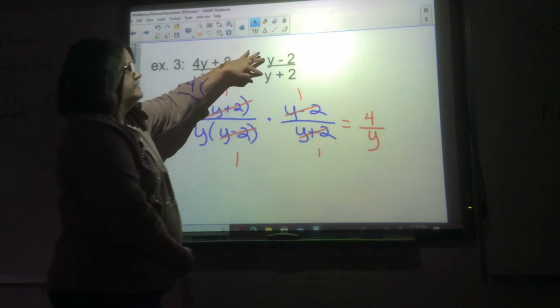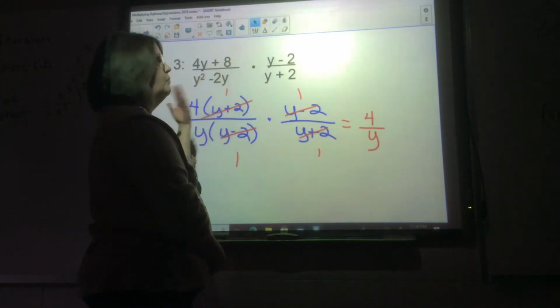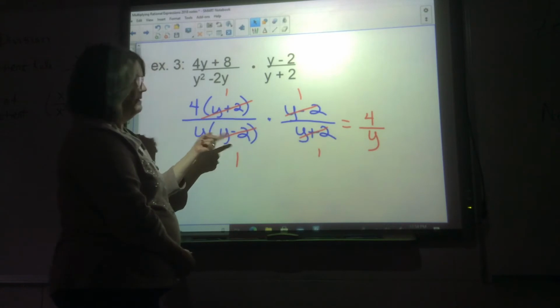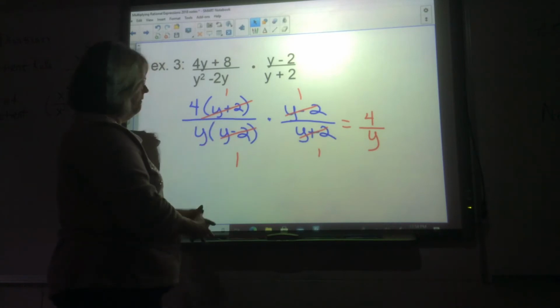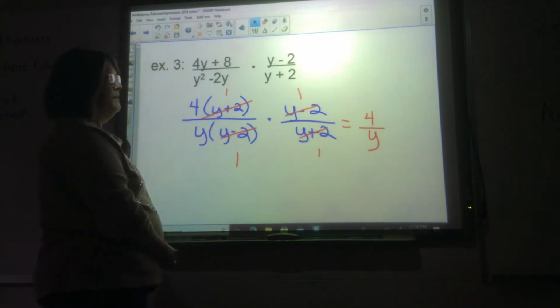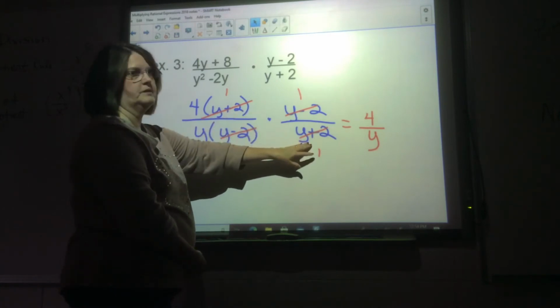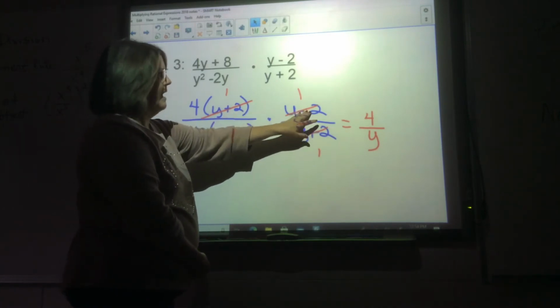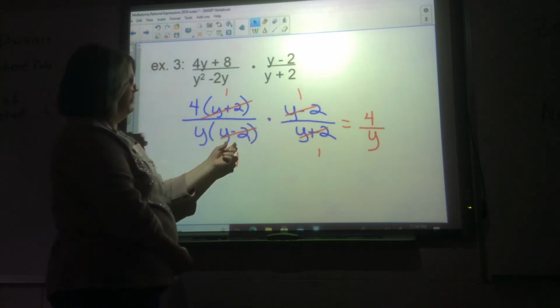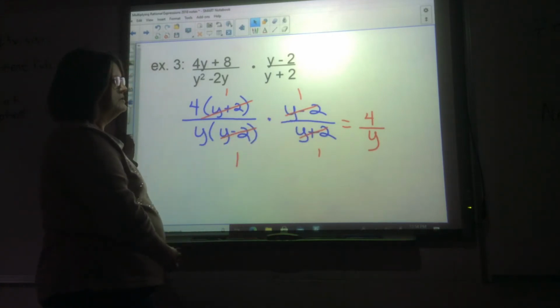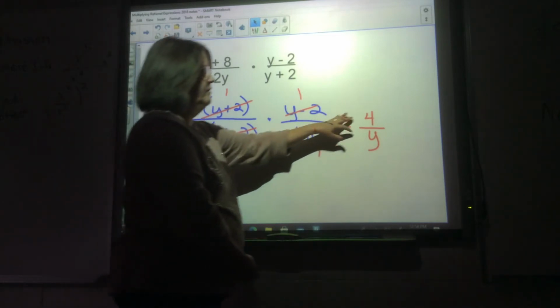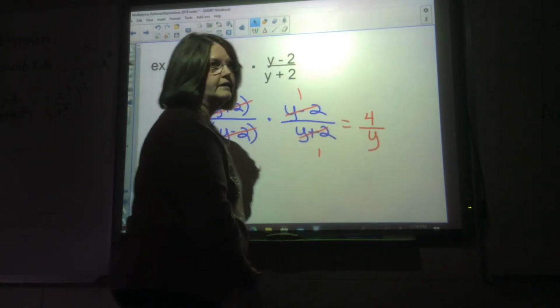Now, these are already factored. That's what you get when you factor. Look, y plus 2, y minus 2, that's what you get. And remember what I wrote about one term must be in the numerator and the other in the denominator. So we have y plus 2 in this numerator and y plus 2 in this denominator. Then we have y minus 2 in this numerator and y minus 2 in this denominator. Those cancel out. You're left with 4 in the numerator and a y in the denominator, and that is your answer.